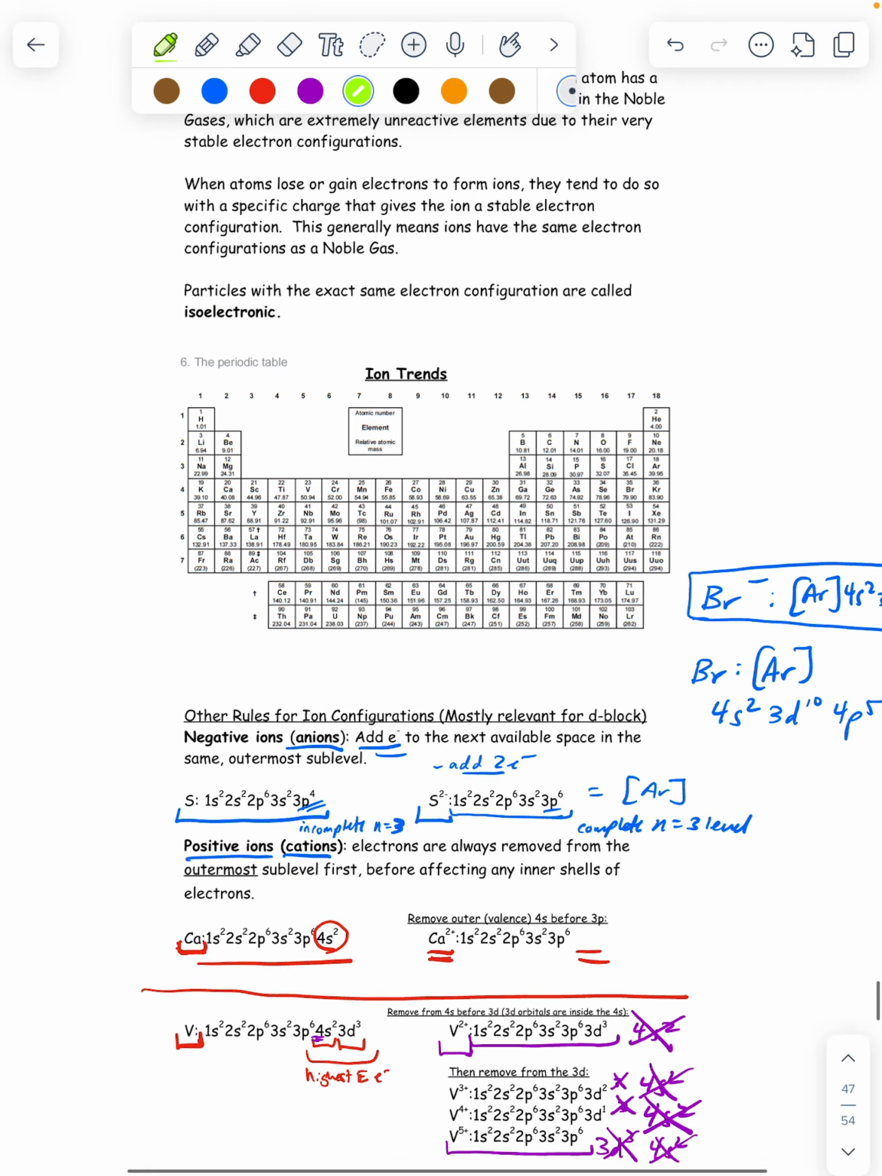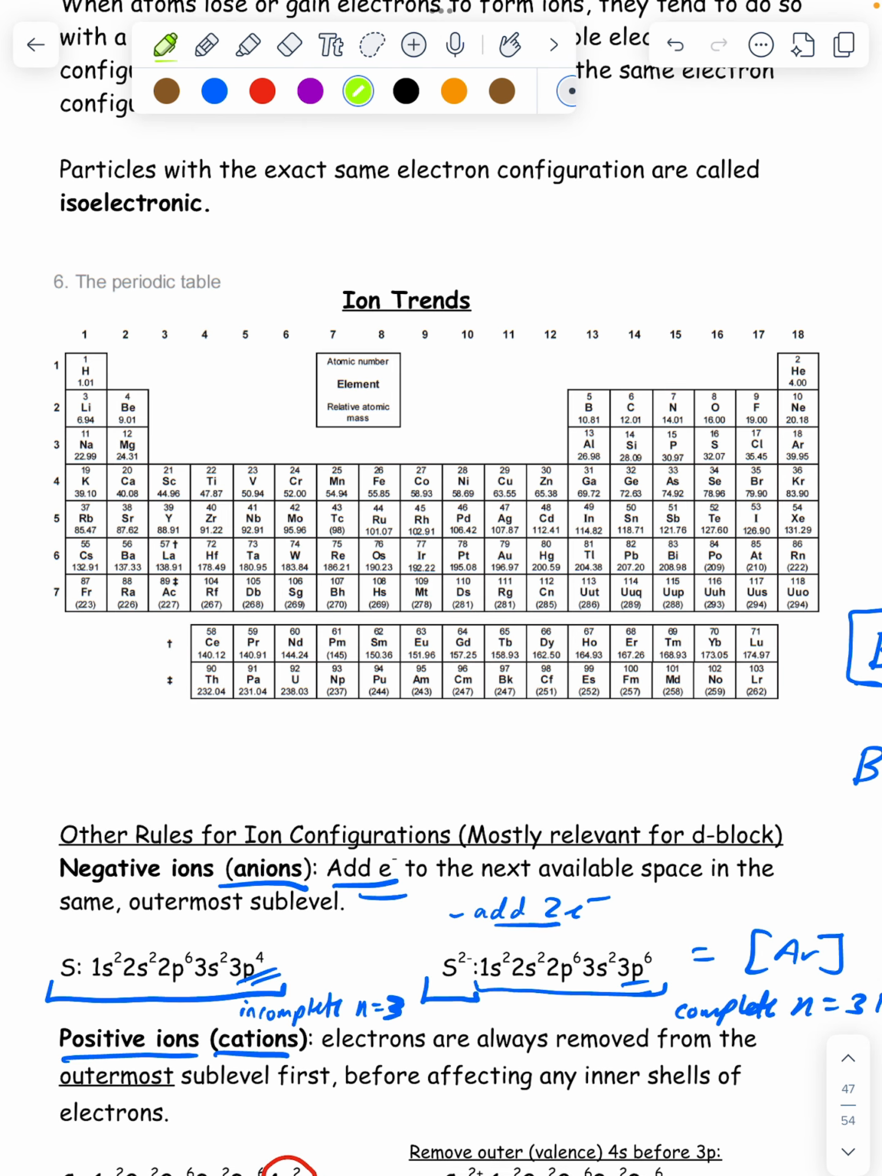The last little bit is, what charge do these things form? I probably should have done this earlier, but I'm going to do it now.